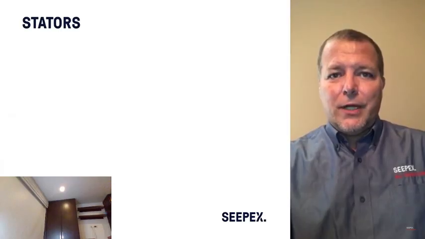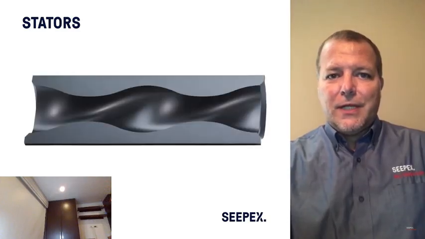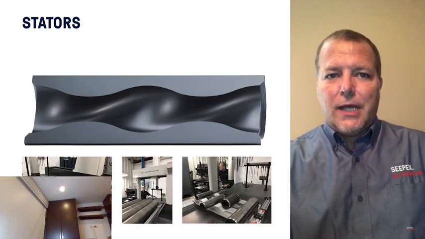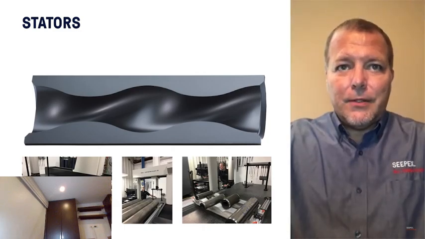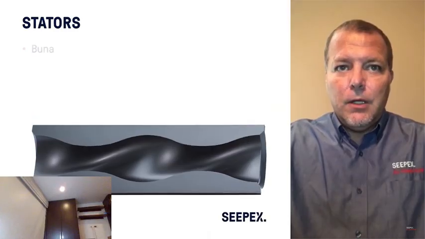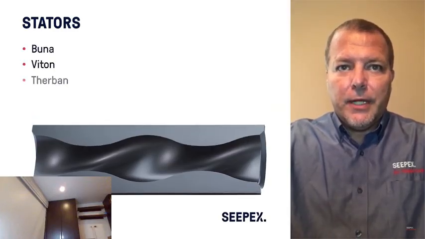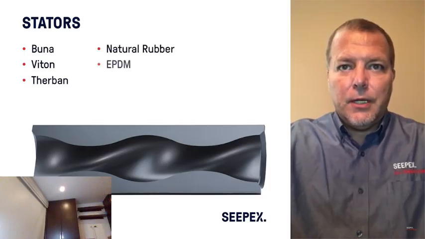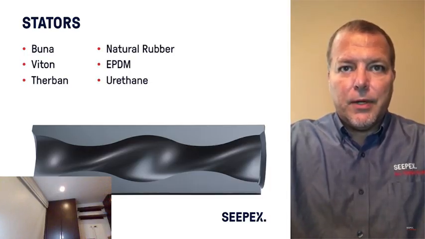Thank you, Chris. Not all stators and rotors are created equal. Let's take a look at stators first. Oftentimes, I've had to rely on our in-house lab to create new stator compounds. The stator is the sacrificial part of a PC pump, generally wearing out 2 to 3 stators to every rotor. Buna, Viton, Theraban, natural rubber, EPDM, and urethane are some of the compounds that you'll find with PC pump companies.